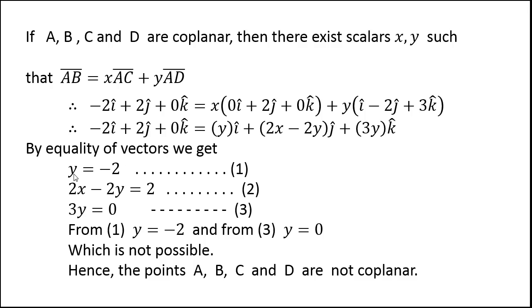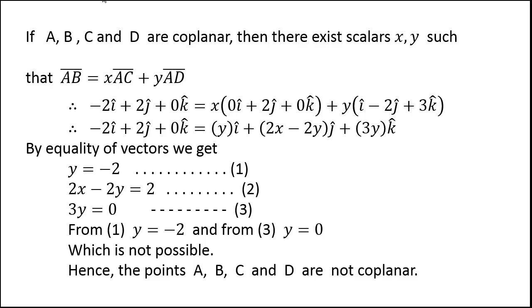Now the first equation says y is equal to minus 3 and the third equation says y is equal to 0. How is this possible? This is not possible. We may say that this is a contradiction, and this contradiction has arisen because of our wrong starting assumption. Our assumption was that points A, B, C, D are coplanar, and assuming that they are coplanar, we have written these equations. So this assumption is wrong.